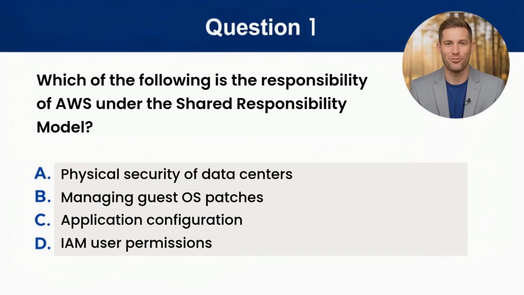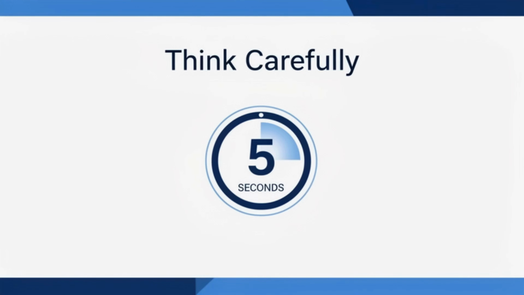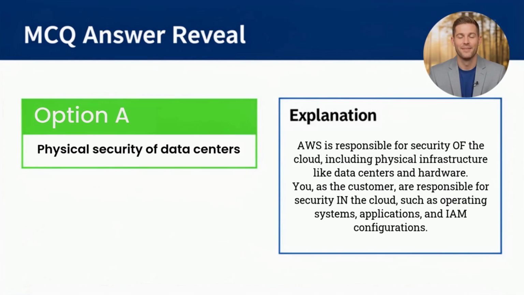Question 1. Which of the following is the responsibility of AWS under the shared responsibility model? A. Physical security of data centers. B. Managing guest OS patches. C. Application configuration. D. IAM user permissions. Pause and think about the best option. The correct answer is A. Physical security of data centers.